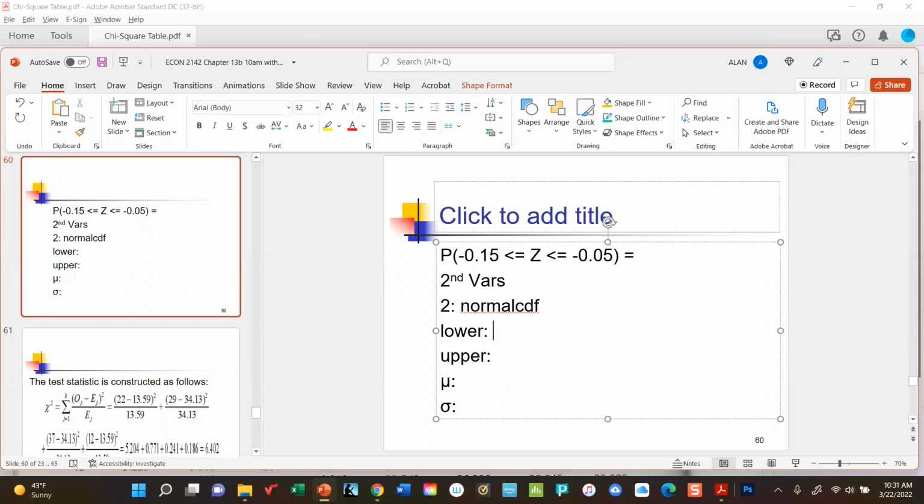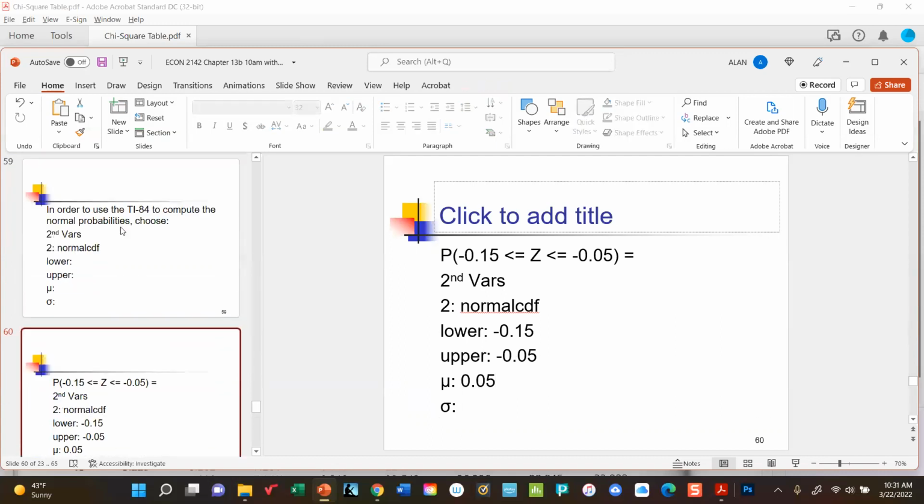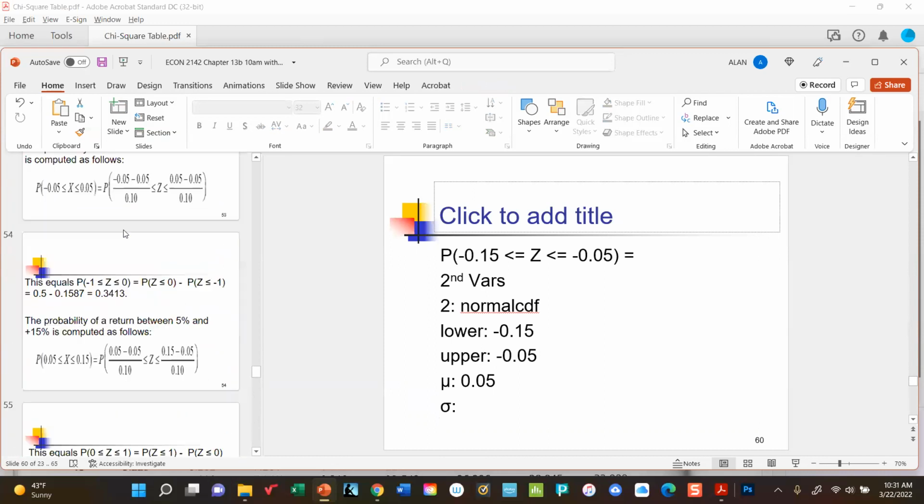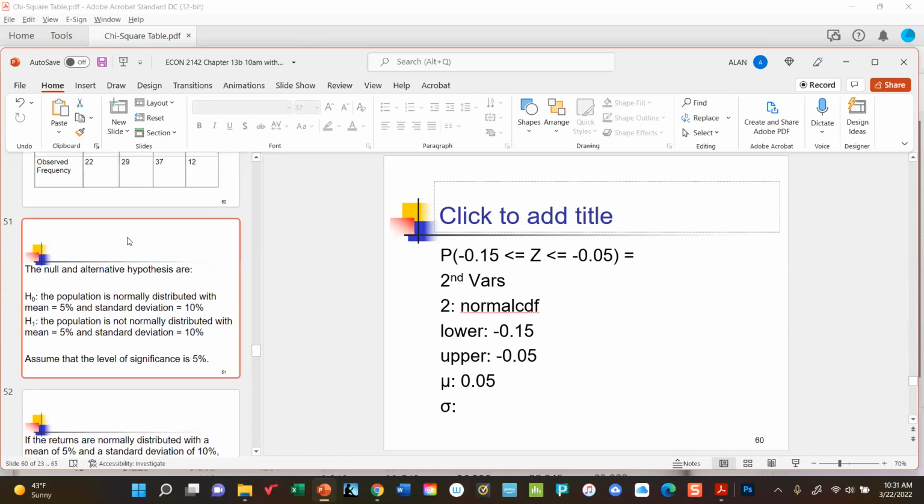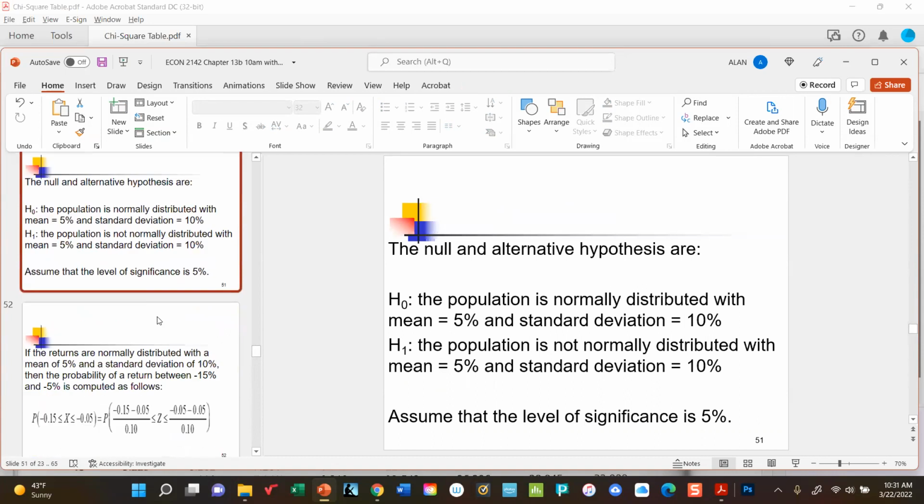And the lower is negative 0.15. The upper is negative 0.05. The mean is 0.05. That's right, isn't it? I forgot already. And 10, right, 5 and 10, perfect.